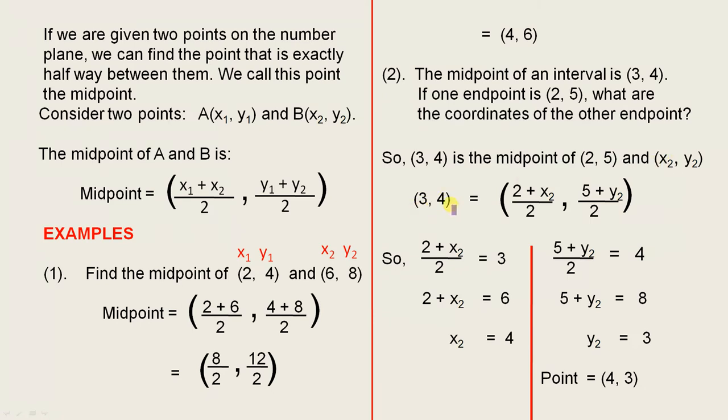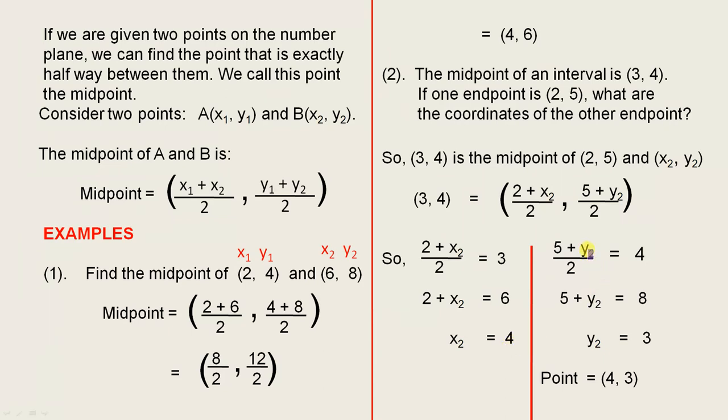(3, 4), which is the midpoint, is the sum of the x values over 2, so it's (2 + x2)/2. And the y value of the midpoint, so the 4, is (5 + y2)/2, the sum of the y values over 2. So (2 + x2)/2 equals 3, because 3 is the x coordinate of the midpoint. Multiply both sides by 2 to give us 2 + x2 equals 6, therefore x2 equals 4. So the x coordinate of the other endpoint is 4.